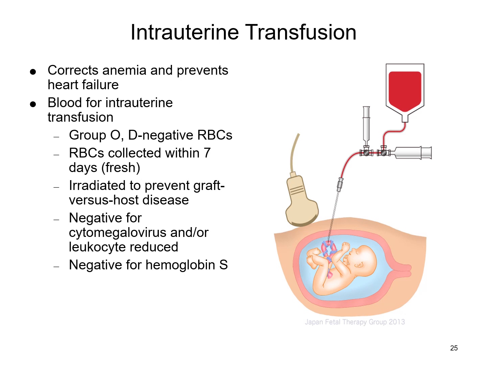Now, when you do these transfusions in utero, you need to give group O Rh negative red blood cells. They have to be collected within the past 7 days, so it's got to be fresh. Those red cells need to be irradiated because remember, we've got to prevent that graft versus host disease. They should be negative for CMV or leukoreduced, which will be considered CMV safe. And they also need to be negative for hemoglobin S.